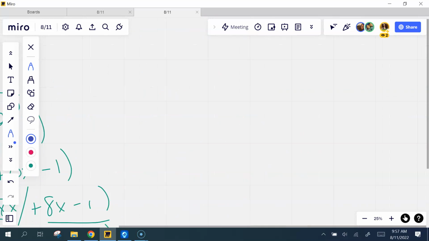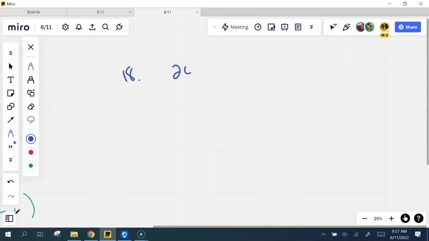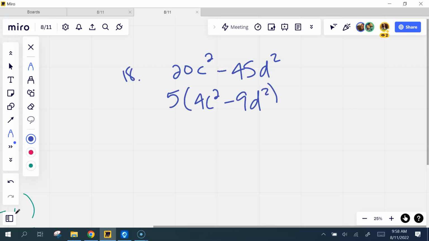Okay, give me the equation for 18, or the expression. 20c what? Squared. GCF? 5. What's left? Okay, so if you don't know the pattern, this might have been a little difficult for you, but that's as far as you can get on this one. After today, you'll be able to get a little further.